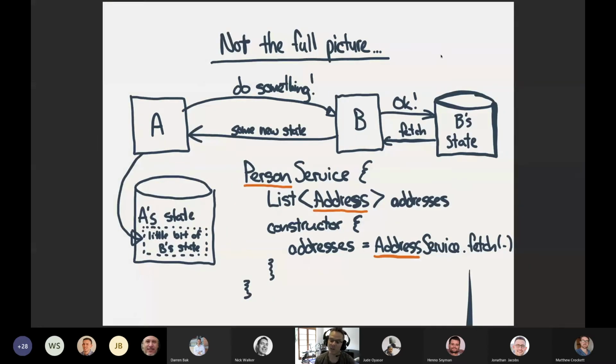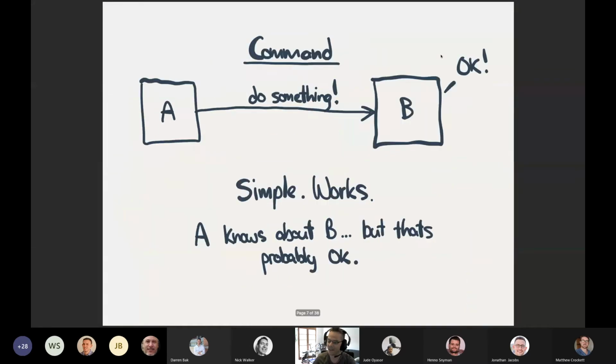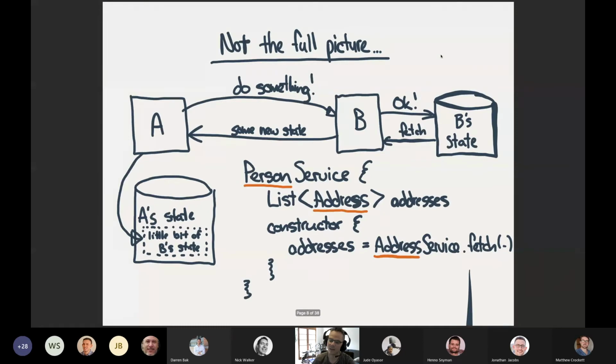However, let's zoom into that picture a little bit more, because it's not really the full picture. This is like A telling B to do something, right? So let's zoom in another level of detail. It is still A saying, hey, do something to B. B probably says, yeah, okay, I'll do that. It's going to verify or validate that the thing is correct.